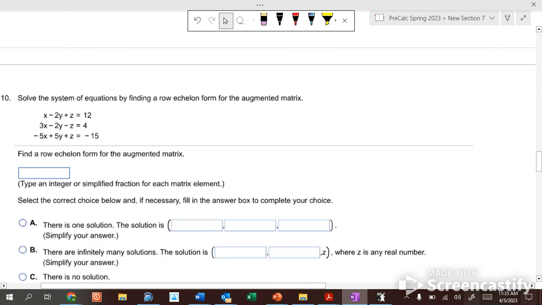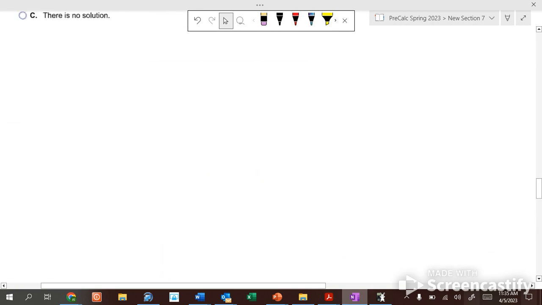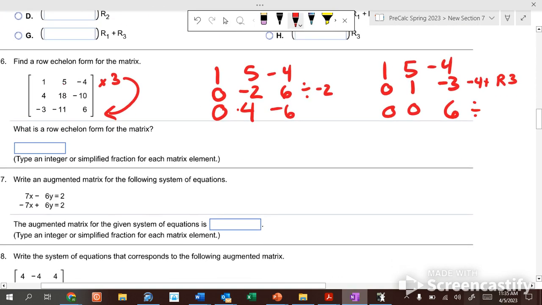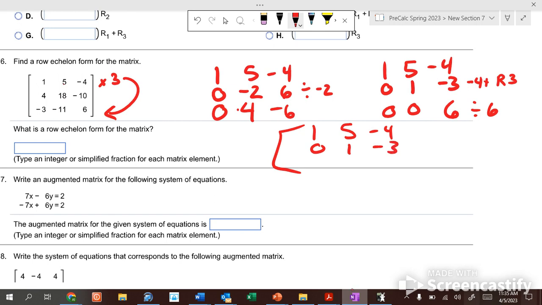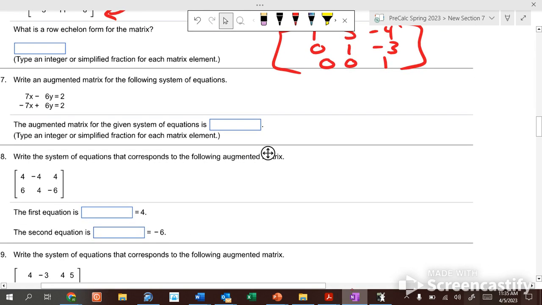I want to see what their final answer is for this. Just make sure I'm not steering you in the wrong direction. Yep, I'm steering you in the right direction. And then the last step is we're going to divide this row by 6. So our final answer will be 1, 5, negative 4, 0, 1, negative 3, 0, 0, 1. That's called the row echelon matrix. And you use row echelon matrices to solve something like this.